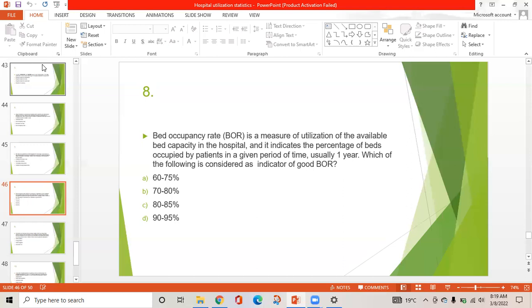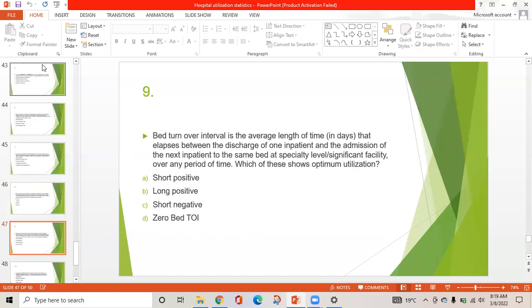Option C is the right one. 80 to 85% shows a good bed occupancy rate.